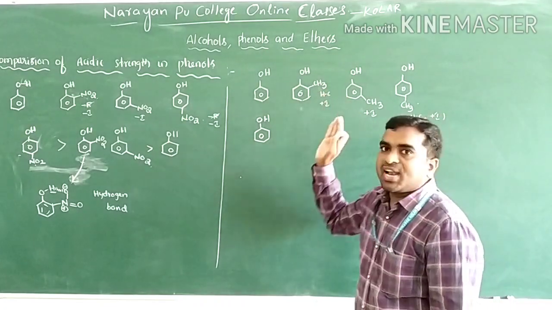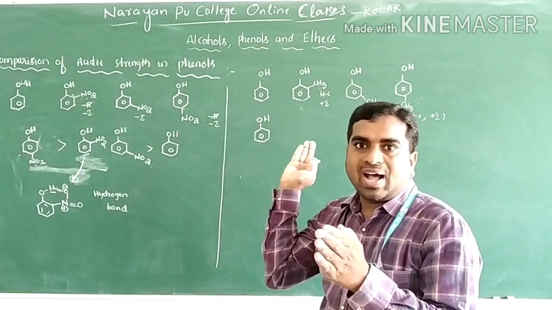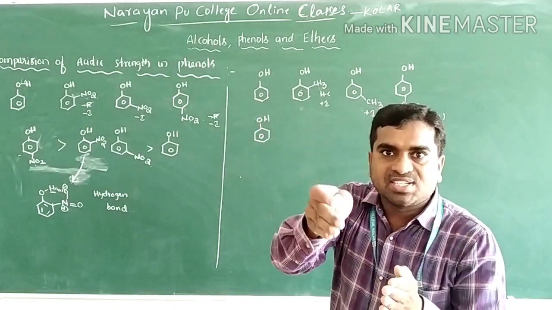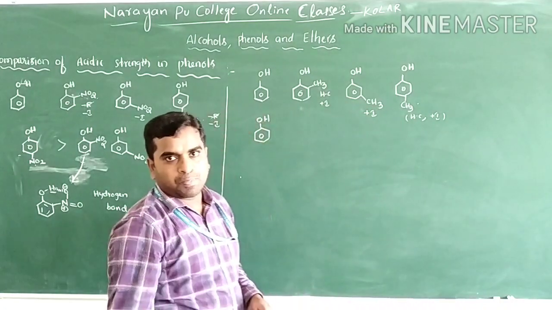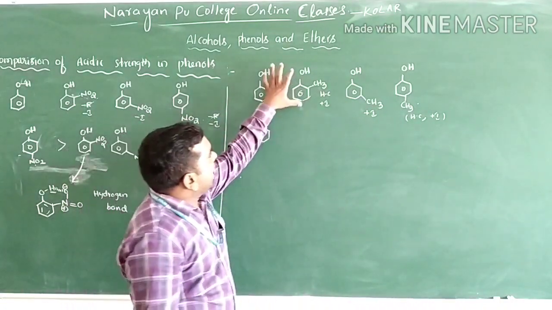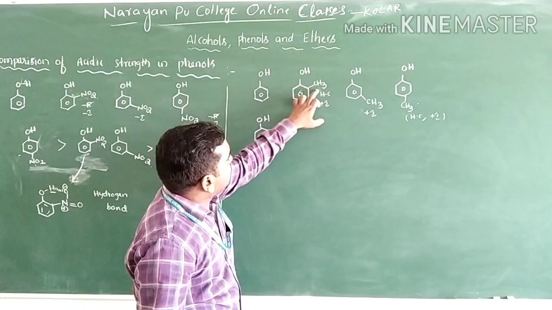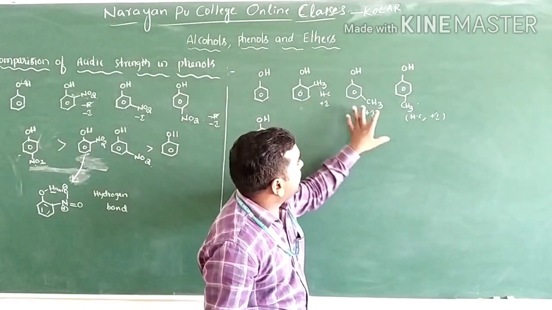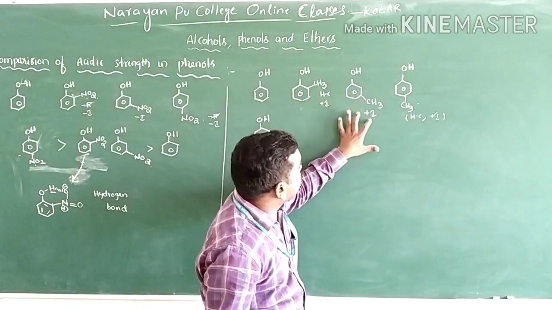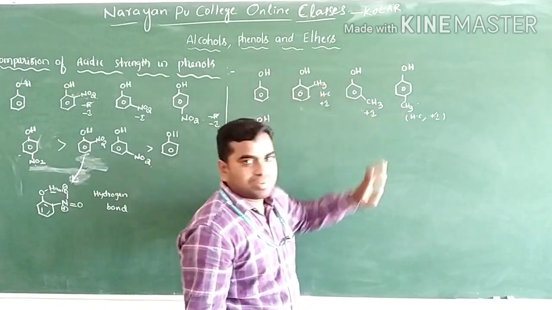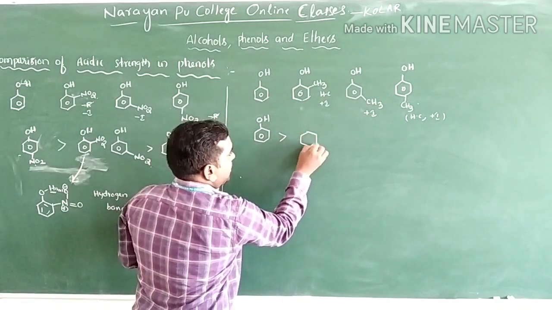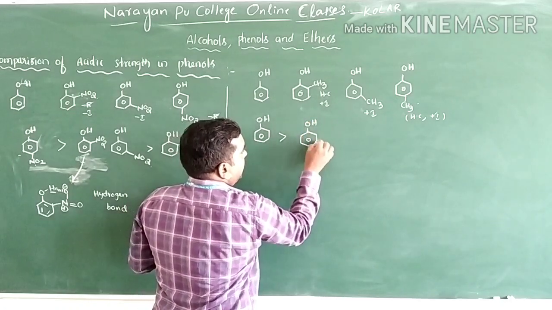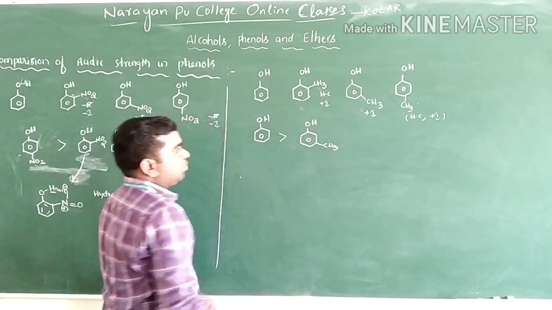Both hyperconjugation and plus I effect decrease the acidity of the phenol. Both are releasing groups only, releasing effect only. So that's why acidity decreases due to the two effects here, but here one effect. So that's why this is more acidic than these two. Clear? So next one that will come is metacresol. This is more acidic.